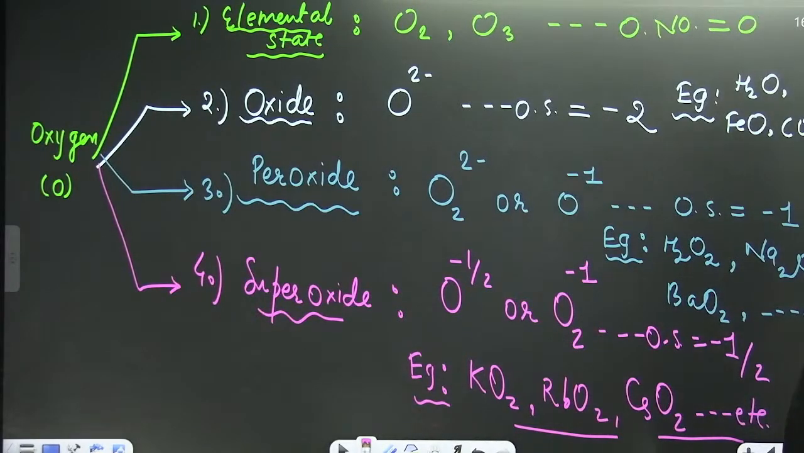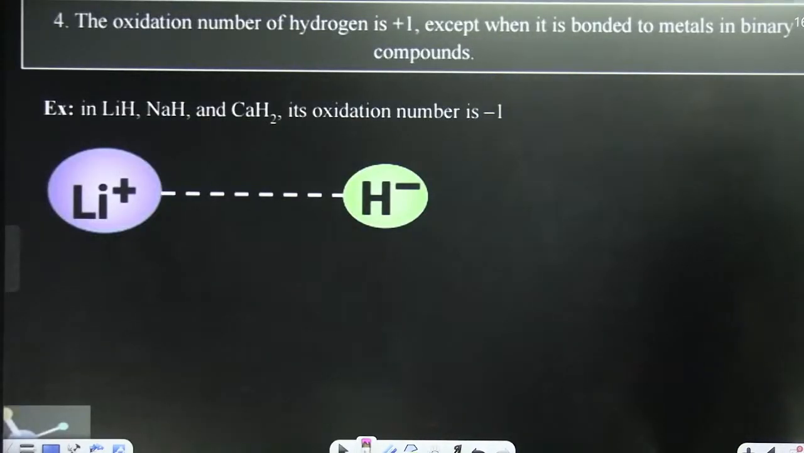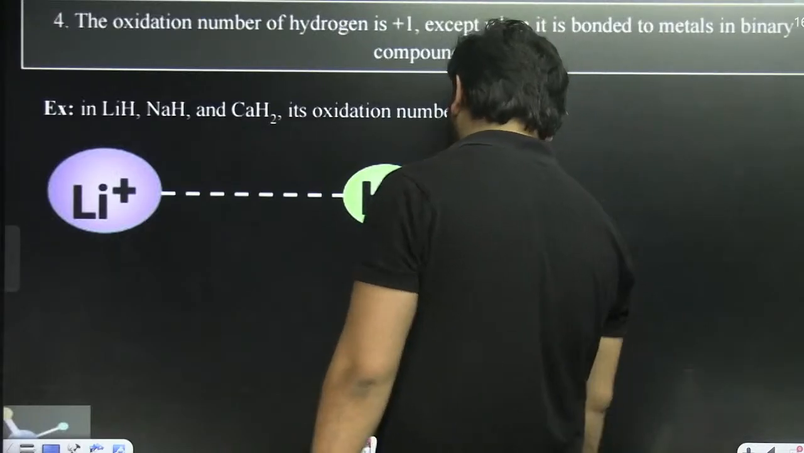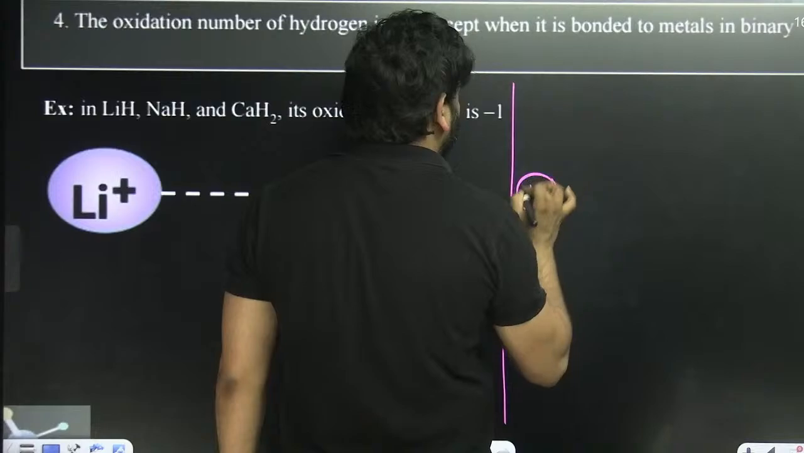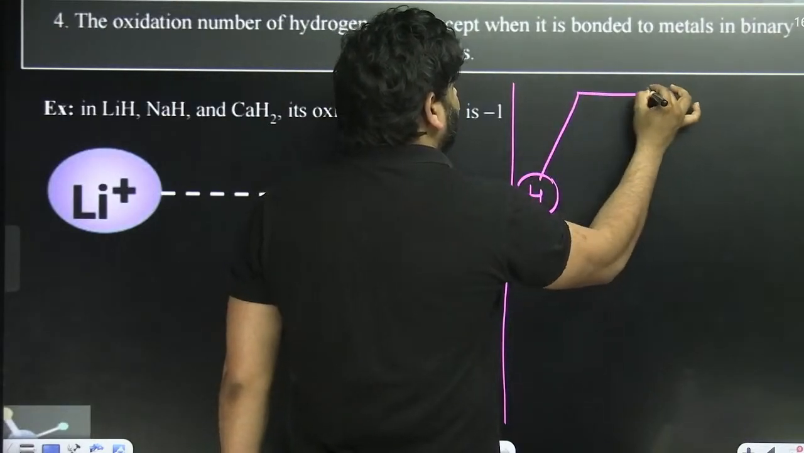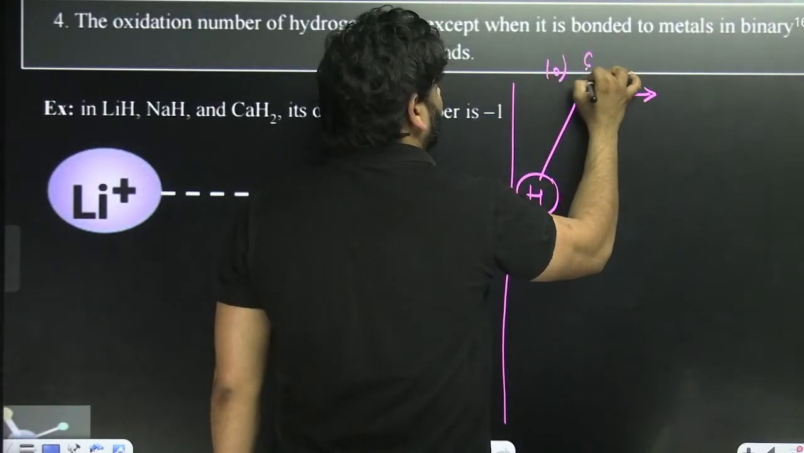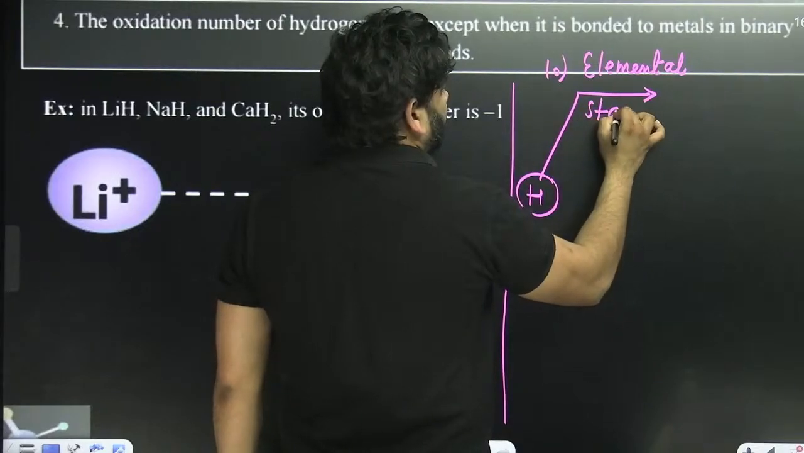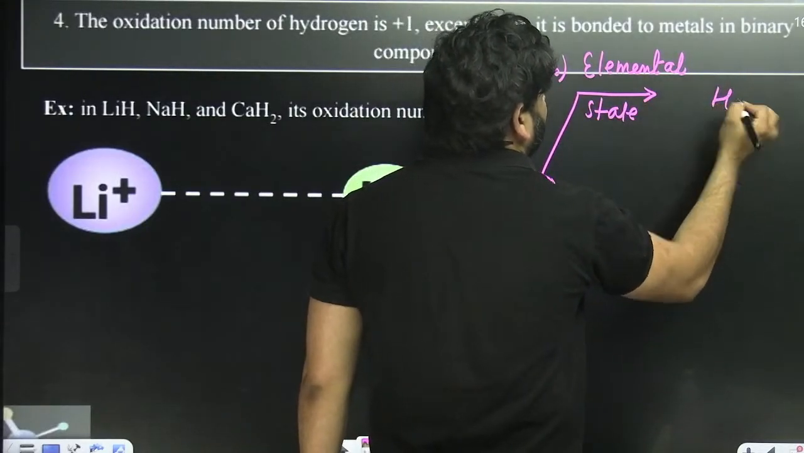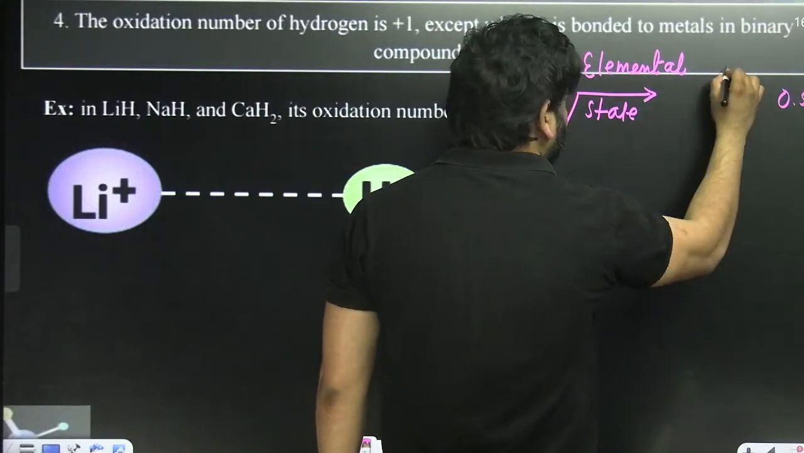Then after oxygen, like there's so many types of oxygen and its oxidation state, we have another example called hydrogen. Hydrogen can give you three types of oxidation state. Number one is the elemental state. You all know elemental state is H2. So their oxidation state will be what? 0. This is having oxidation state of 0.